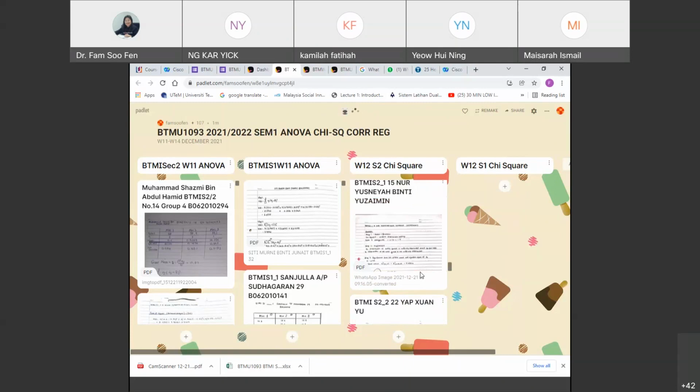Oh, I have to log into my other computer because I lost my Padlet password on this one. I tried, but never mind. So I leave the Padlet here. You wait for a while, I go to log into another PC.